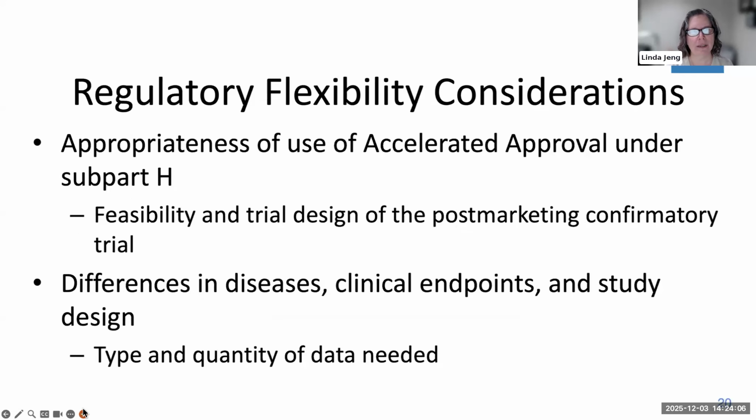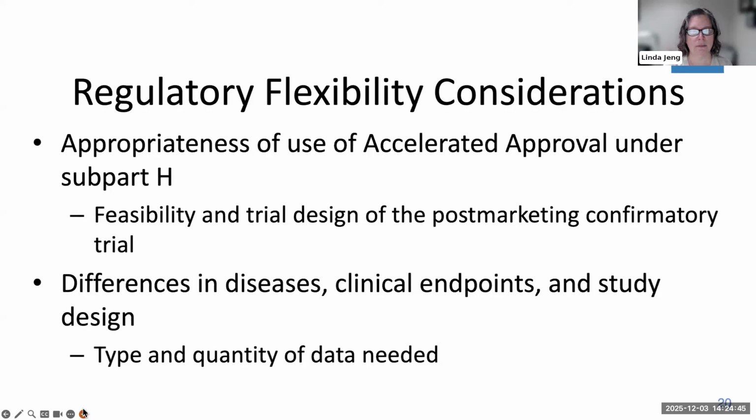We do have regulatory flexibility, and we do apply it particularly in rare diseases. That is true, as I said, with the appropriateness of the use of accelerated approval under Subpart H. The feasibility and the trial design for post-marketing confirmatory trials are really evaluated when we're taking this into consideration. And if a trial to confirm the clinical benefit isn't feasible, then we often recommend considering traditional approval methods from the get-go. Differences in the disease, the clinical endpoints, and the study designs are really important in this consideration.